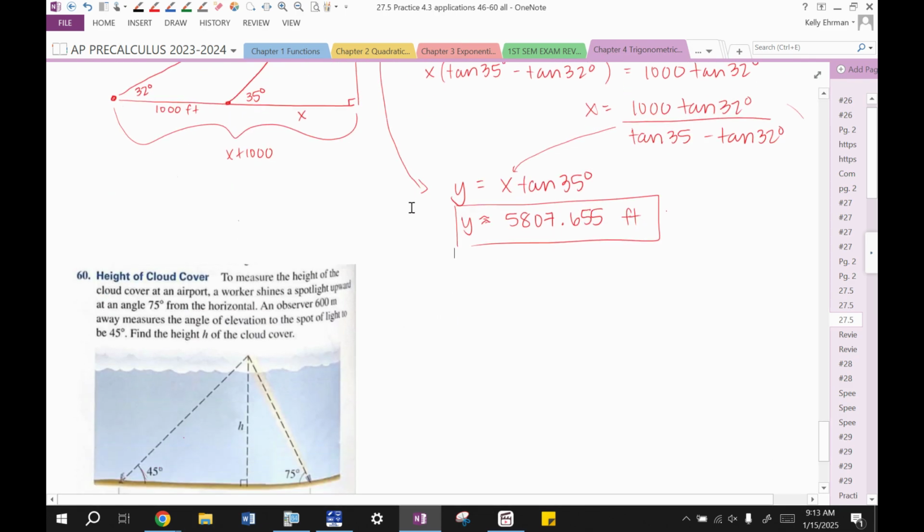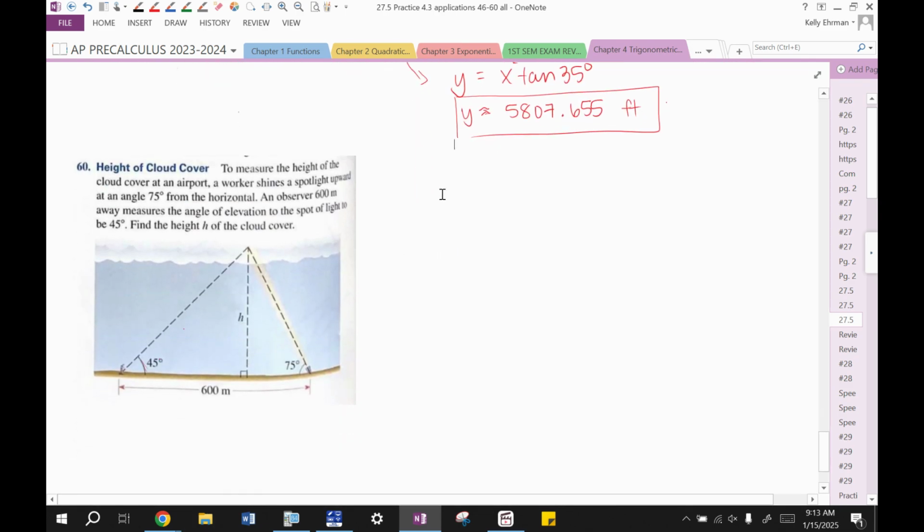All right, last problem. Now this one, we can shorten up a bit if we take a quick look at the picture. It says to measure the height of a cloud cover at an airport, a worker shines a spotlight upward at an angle of 75 degrees from the horizontal. So they're giving us the picture here. An observer 600 meters away finds an angle of elevation to be 45 degrees. Find h.